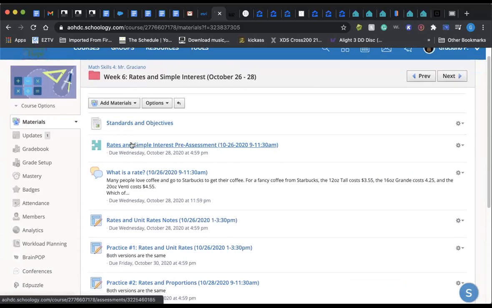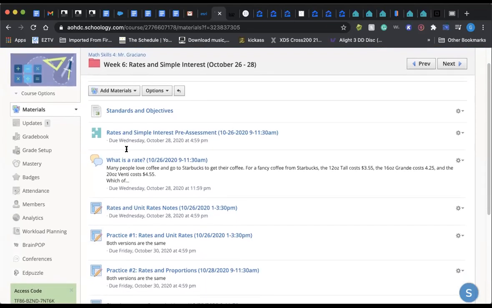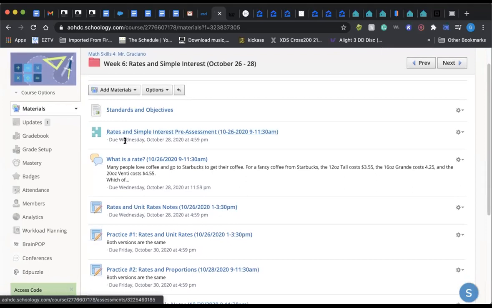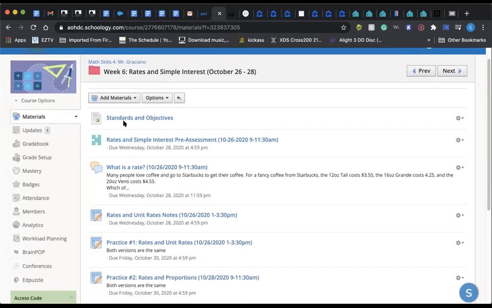Once you're finished with that pre-assessment, if you have not done last week's exit ticket, please go in and do that. Then you can come back and do this discussion post. First and foremost, the pre-assessment is the most important thing. I'm going to give you some time to do that and put myself on mute so you can work. You should be in the week 6 folder working on your pre-assessment right now.